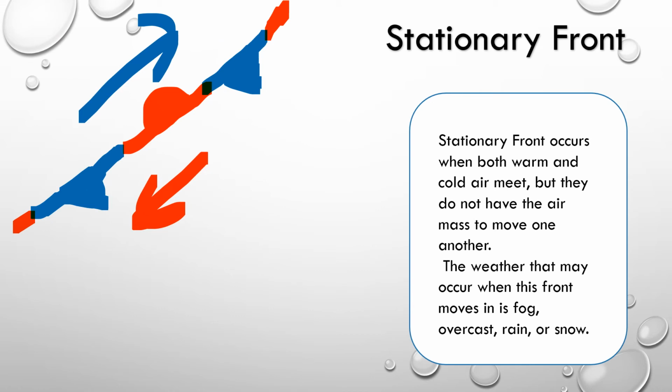Stationary fronts occur when both warm and cold air meet, but they do not have the air mass to move one another. So they're pushing against each other, but they don't have enough to outweigh each other. The weather that may occur during this front is fog, overcast, rain, or snow.